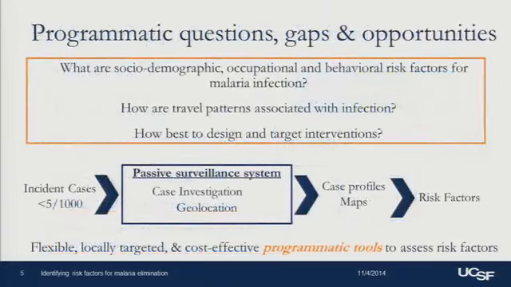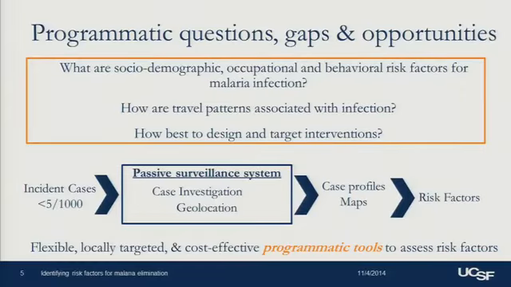So Adam highlighted some of the programmatic questions that really need to be focused in order to target these interventions. So what are the socio-demographic, occupational, and behavioral risk factors for malaria infection? How are travel patterns associated with infections? And how best can we design and target these interventions?